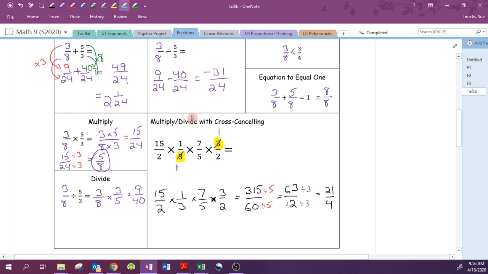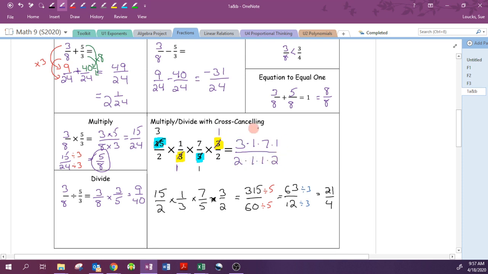And then I look for another pair of numbers, numerator and denominator, that have a common factor, and that's the 15 and the 5. So now I'm going to say 15 divided by 5 is 3, and 5 divided by 5 is 1. So what I have now, and there's no others. There's a 3 and a 7. Neither of those can be divided by 2, so there's nothing else that I can do. So what I actually have in the numerator now is 3 times 1 times 7 times 1. And in the denominator, I have 2 times 1 times 1 times 2.